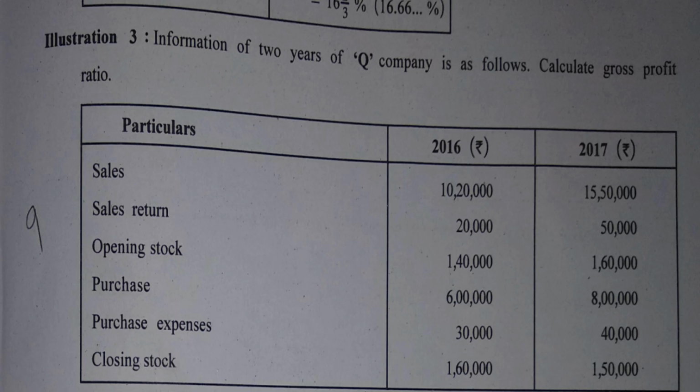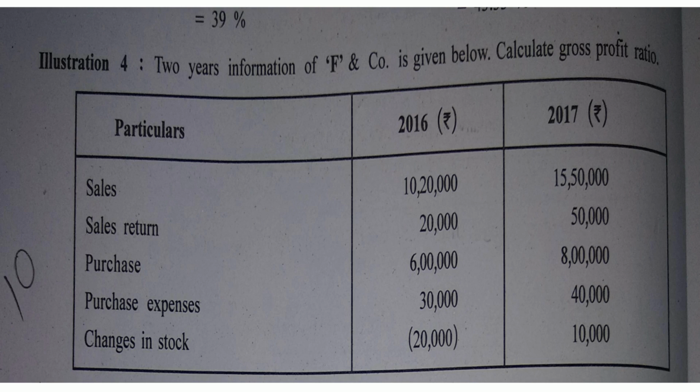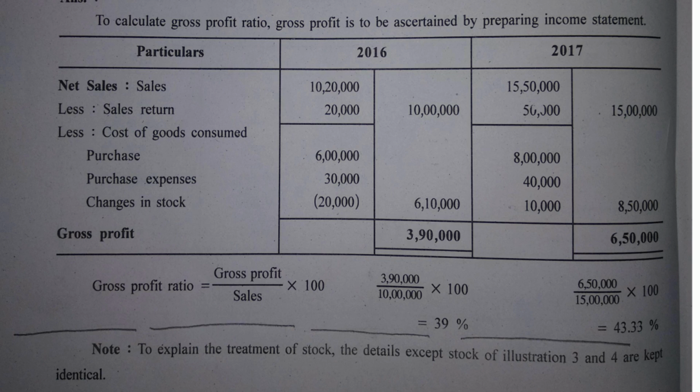Changes in stock. Illustration 4, changes in stock. The figure in bracket is a negative difference. Negative difference is to be deducted from cost of goods sold or cost of goods consumed. Simply it is deducted here. If it is positive, it is to be added, and it is added in 2017. Just that simple. And again, if you insert the necessary figures, you'll obtain the answer for 2016 and 2017.